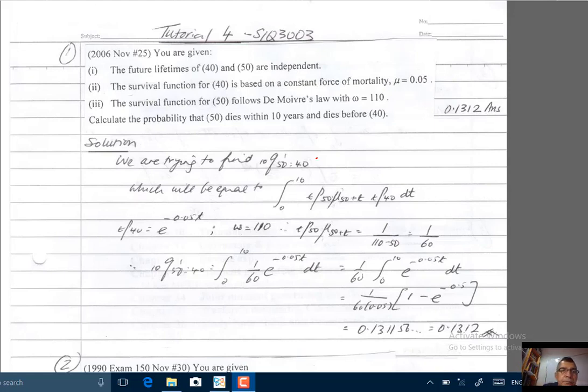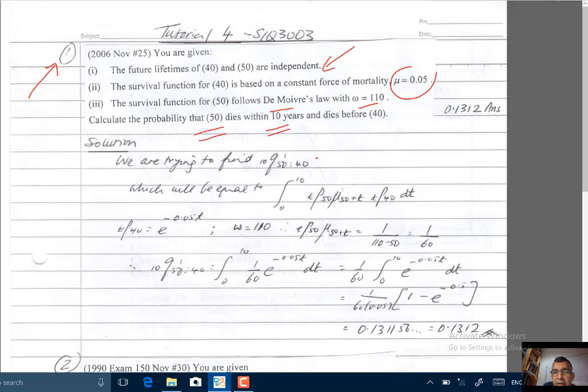Question number 1. The future lifetimes of two people, one age 40 and one age 50, are independent. The survival function for 40 is based on a constant force of mortality, mu equals 0.05. The survival function for 50 follows de Moivre's law with omega as 110. You're asked to calculate the probability that 50 dies within 10 years and dies before 40.